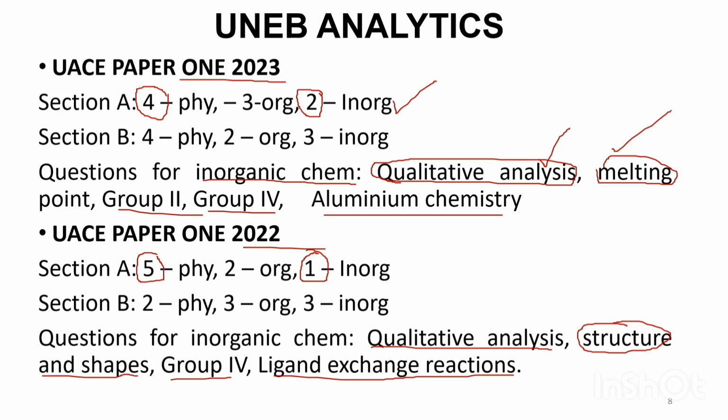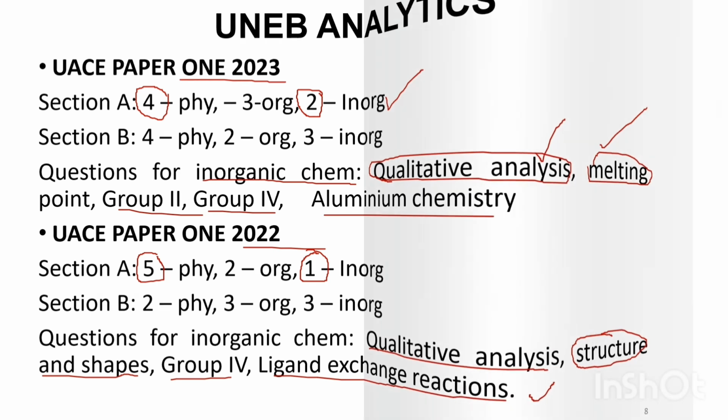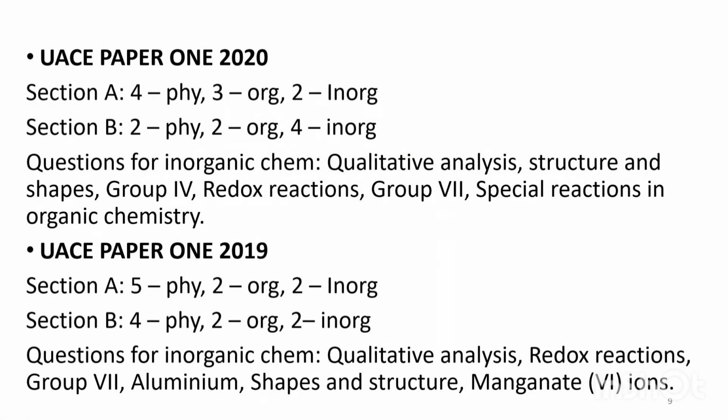Let's look at another here. 2020 had 4 questions of physical in section A, 3 for organic, then 2 for inorganic. Now that was actually a fairer paper. Of course, the areas are actually qualitative analysis. Redox was there. Then shapes were there from physical. Group 4 could have been section B, I think. Then we shall look at that paper.